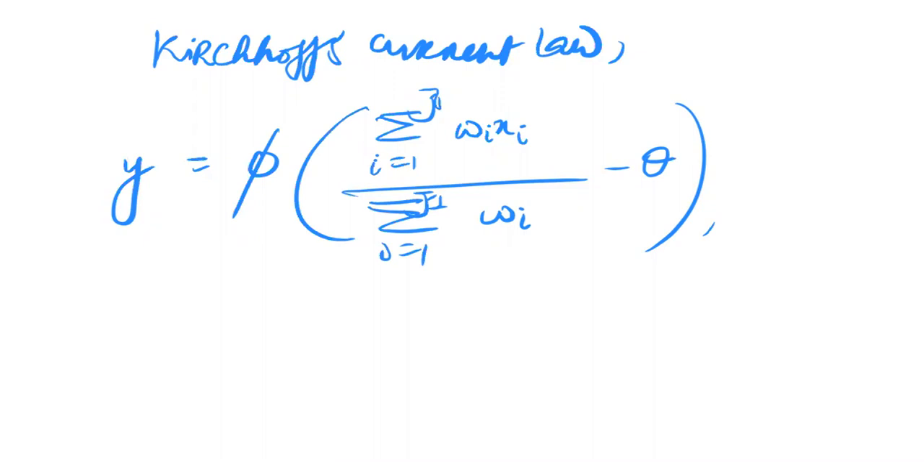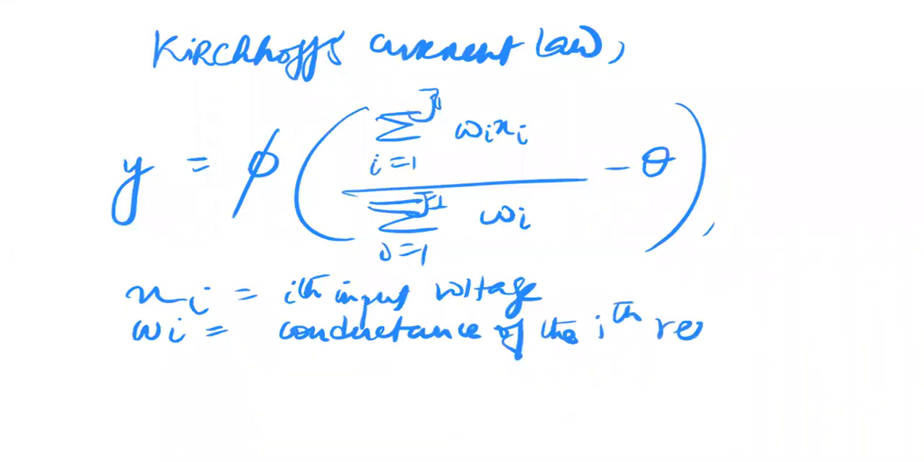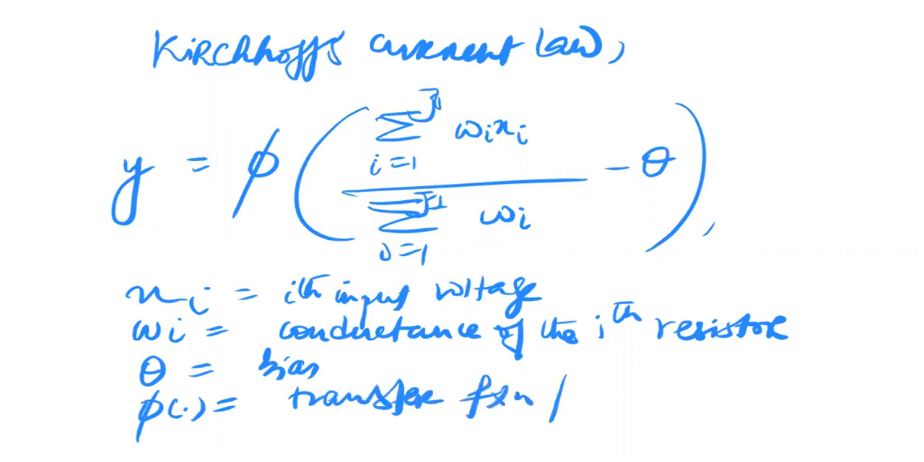Here you have, what is Xi? Xi is your ith input voltage. W of I is the conductance of the ith resistor. Theta is your bias, and phi is your transfer function, or your activation function, right?